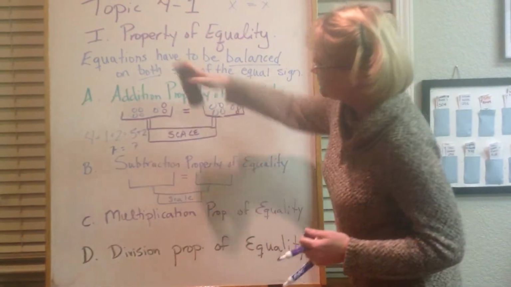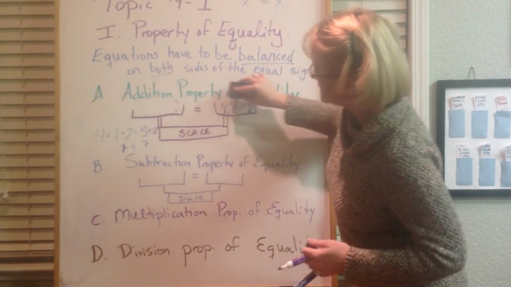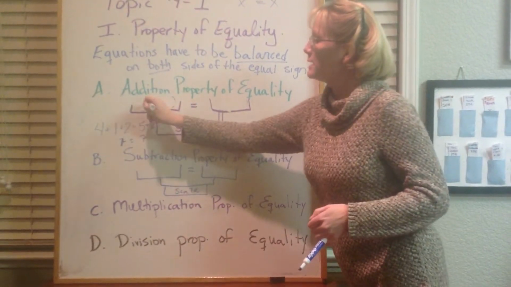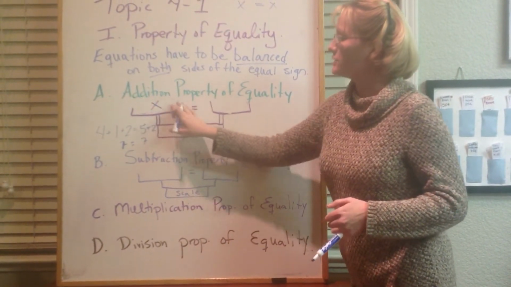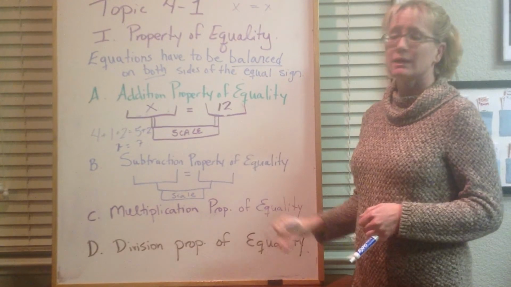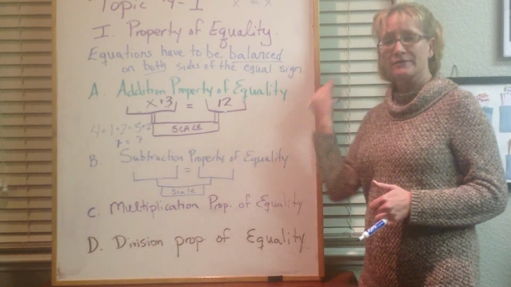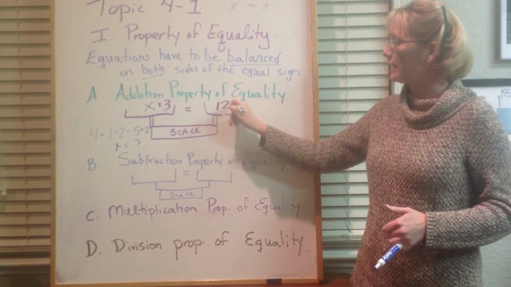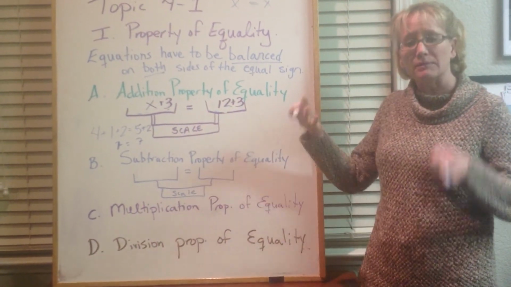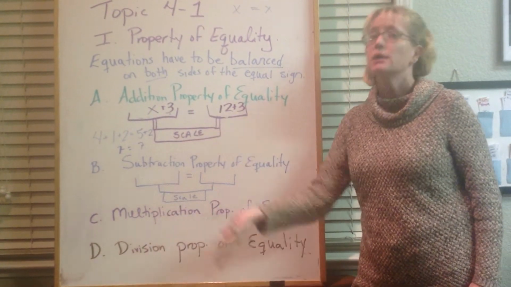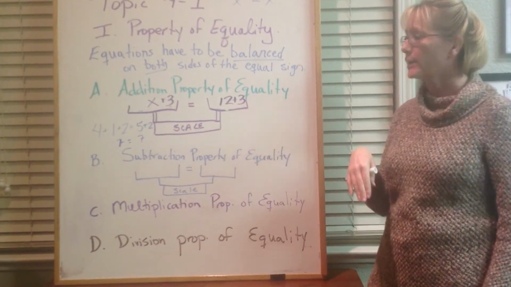What if I had, on this side, some mysterious amount of rocks, x rocks, and on the other side I wrote 12. If I added 3 rocks to this side, what would I have to do to the other side? I would have to add 3 rocks to keep it balanced, even if I didn't know what this number was. What you do to one side of the equation, you have to do to the other side of the equation.